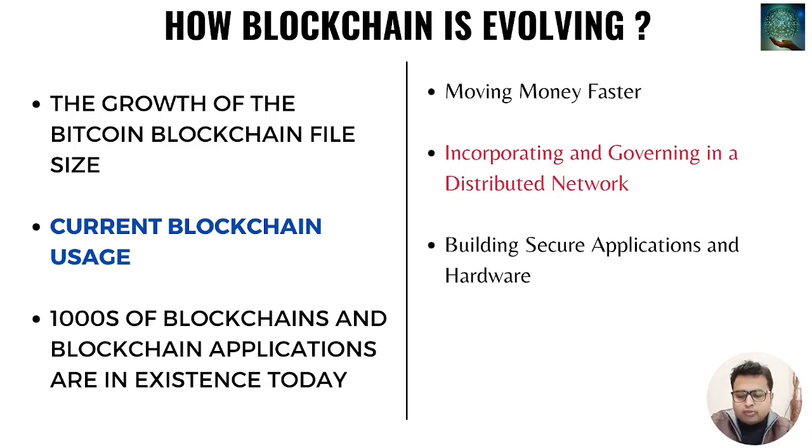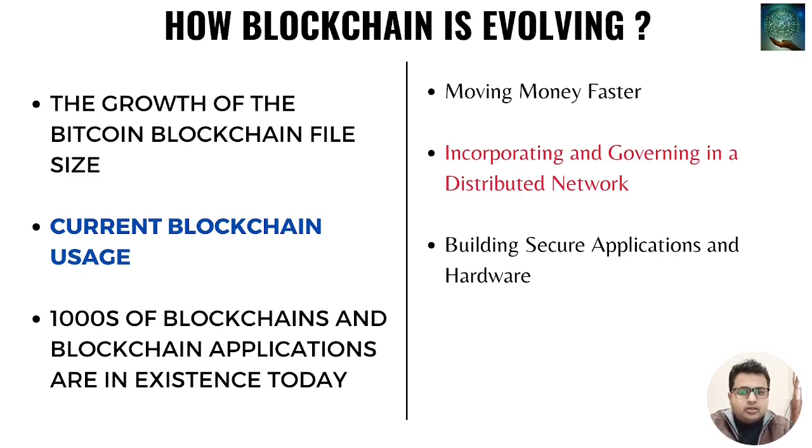And the second most popular usage is incorporating and governing in a distributed network. Now, see, if we talk about governance, it's a very painful thing. We are seeing corruption all around. When it comes to government, what is government? Government is basically managed by politicians, leaders. They are also people, so there is a chance of corruption. Let us suppose if any politician is corrupt, then definitely he will corrupt the system. So that's why there is a quest for governance in distributed network.